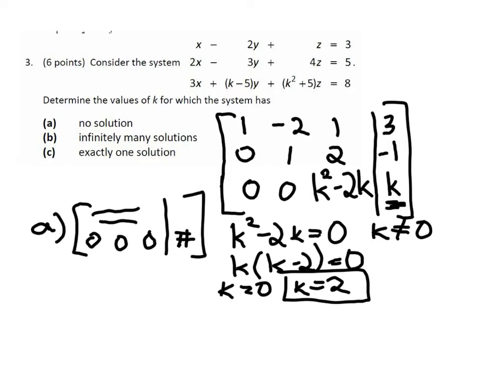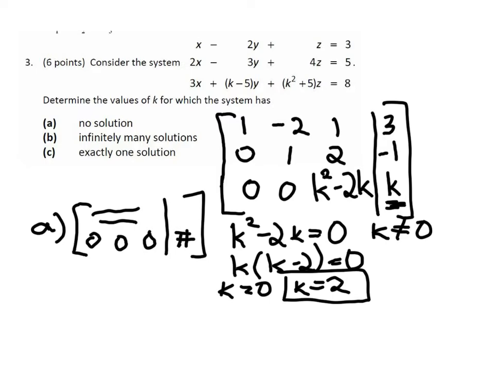Because if you think about it, you'd have 0, 0, 4 minus 4, so 0 here, and then 2 here. So your last row would amount to the equation 0 equals 2, which is inconsistent. Okay, so k equals 2 corresponds to no solution.